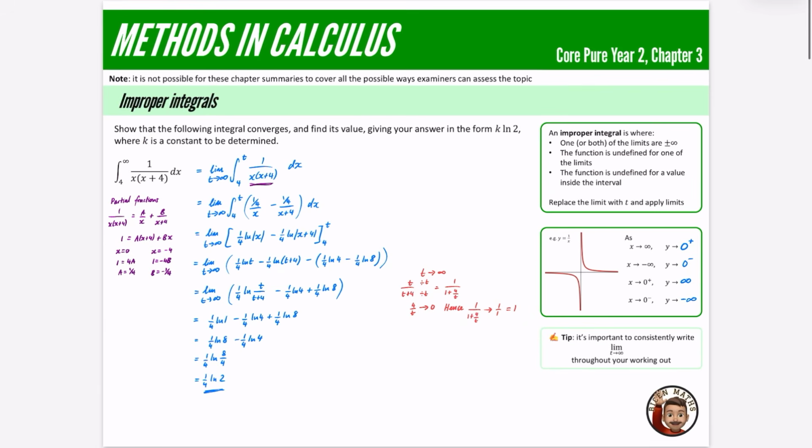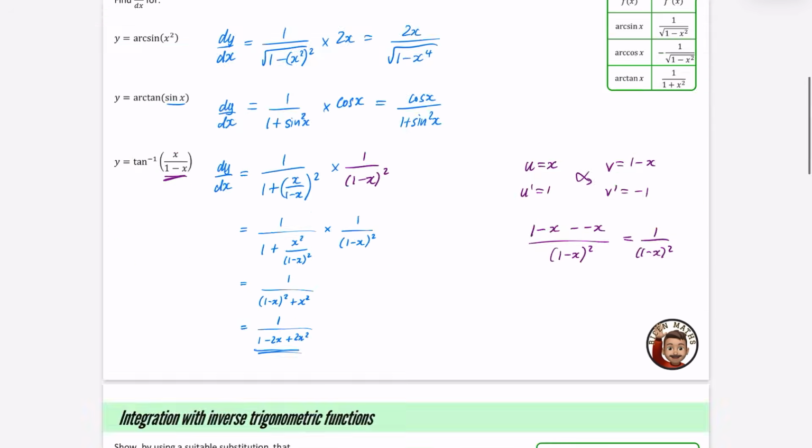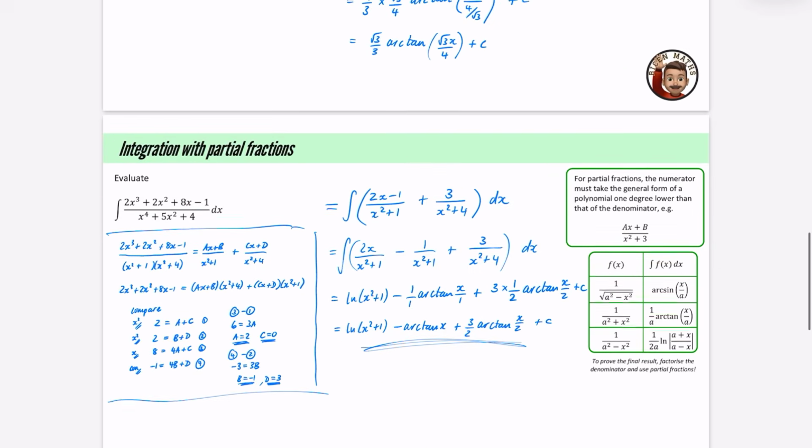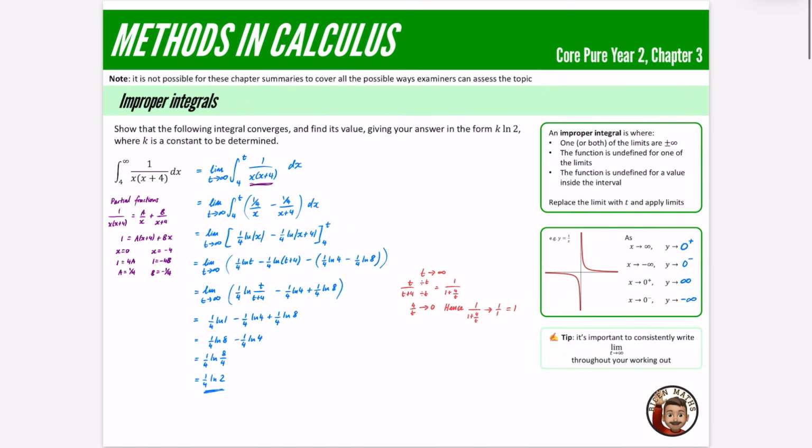The other thing I want you to do after this video is to go and have a look at some other improper integrals, particularly one where it's undefined inside the interval, because that's where you'll need to use two different limits to do that part. Again, that's covered in the playlist of videos. And I think that should have you set up pretty much for doing some good revision on this chapter.